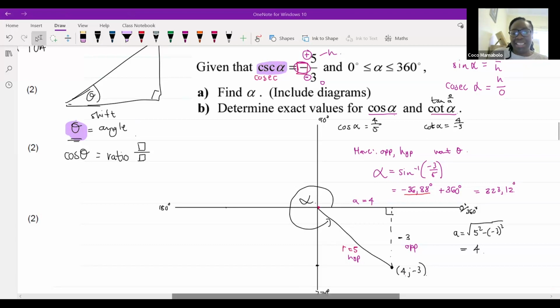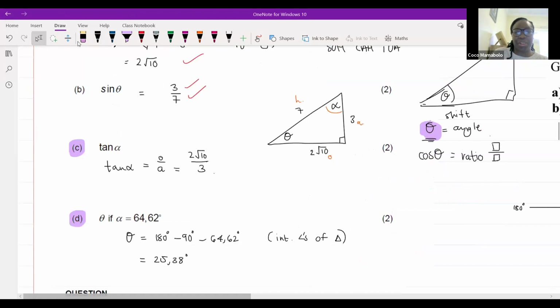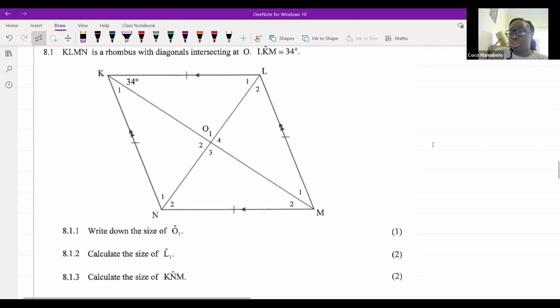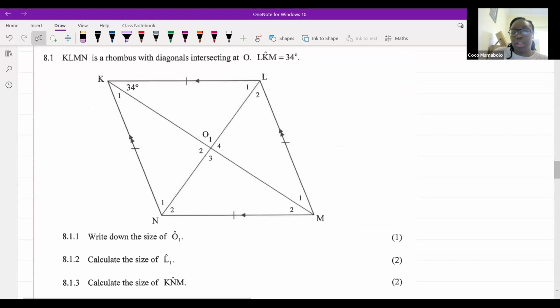All right, guys, let's do some Euclidean geometry. Again, a lot of these require you to know certain things about the question already.